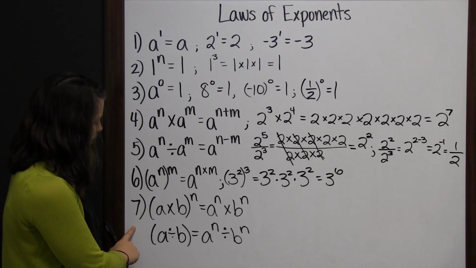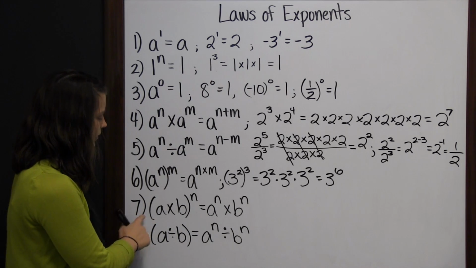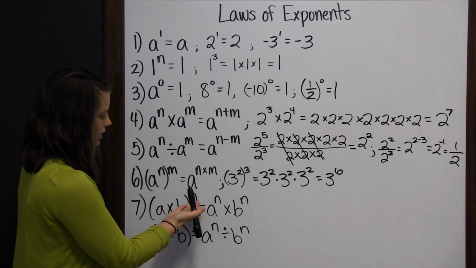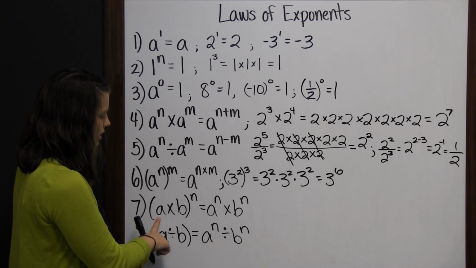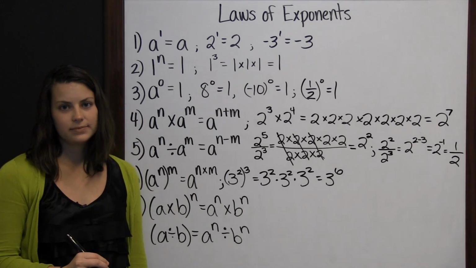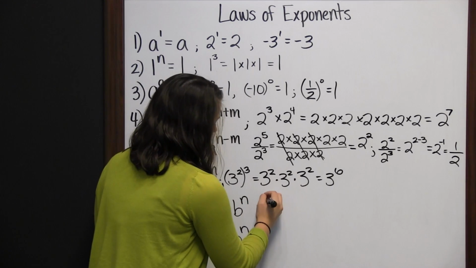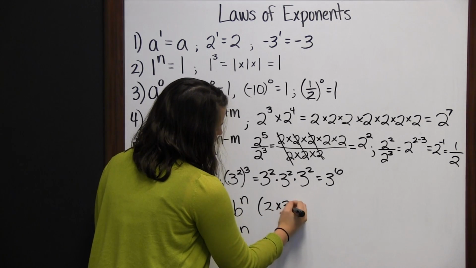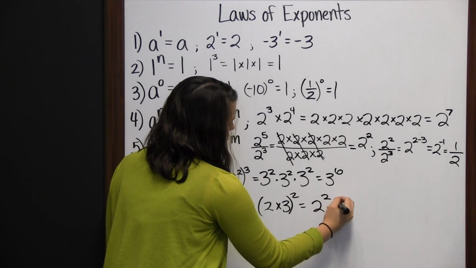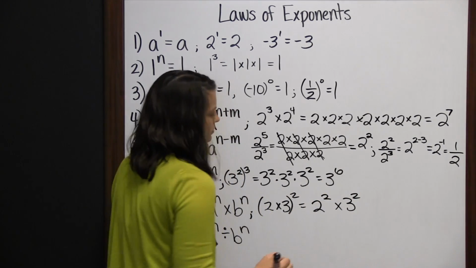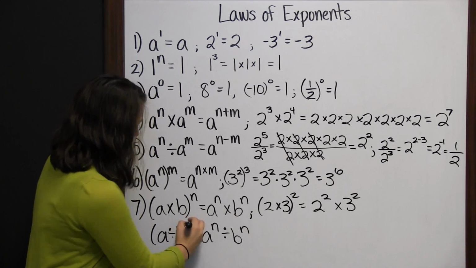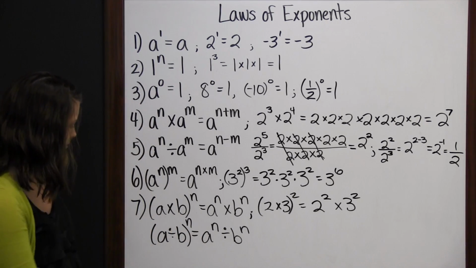The seventh rule says that when you have operations inside parentheses that are raised to an exponent, then each term inside those parentheses is raised to that exponent. So for instance, like 2 times 3 to the n. That is 2 to the n times 3 to the n. And again, you could simplify from there. Left off my n there, that's important.